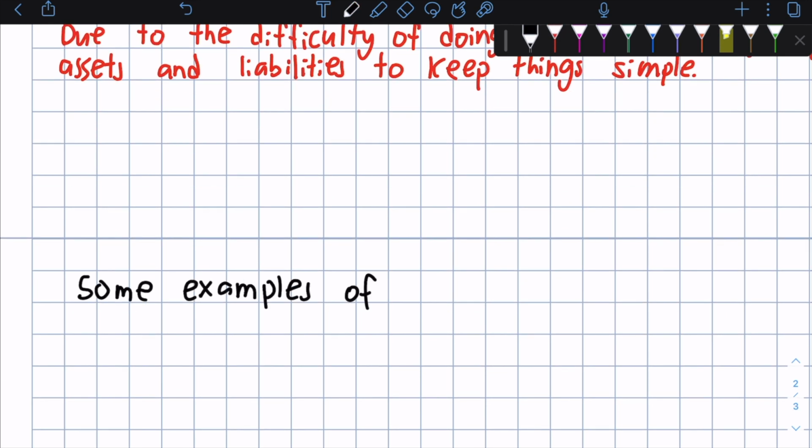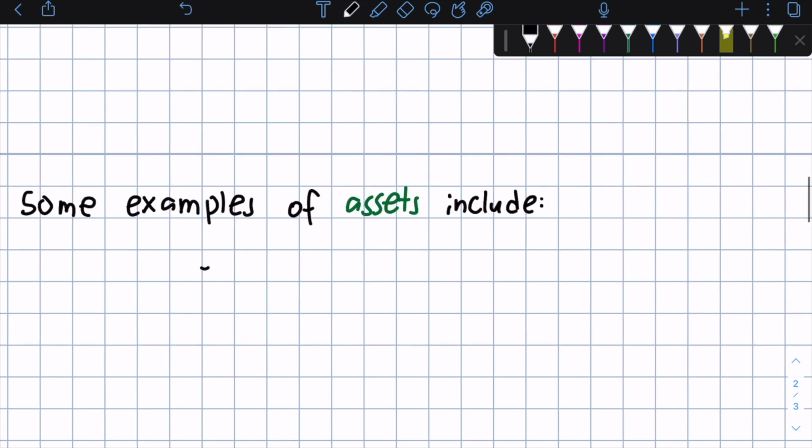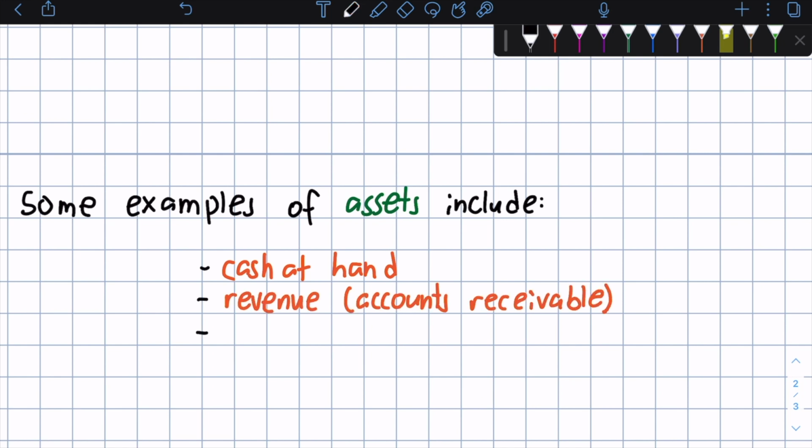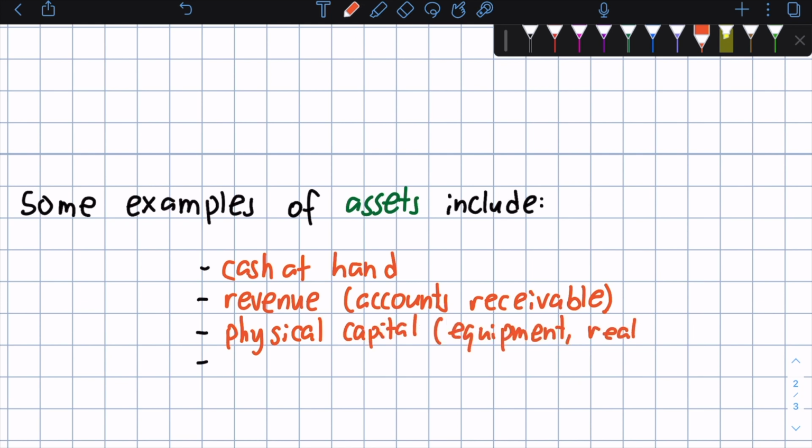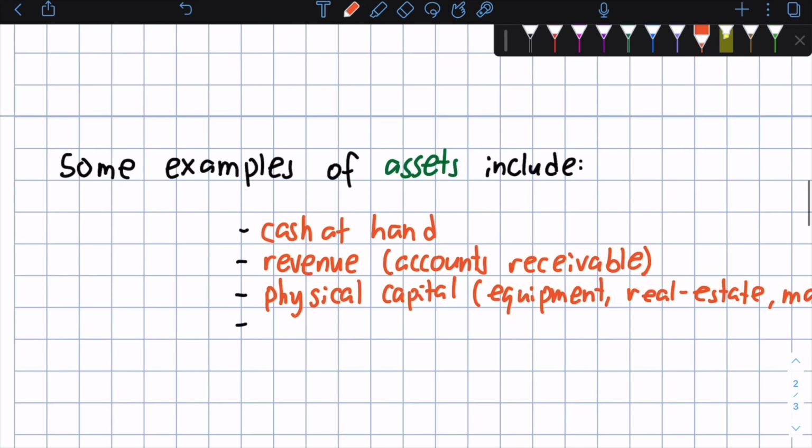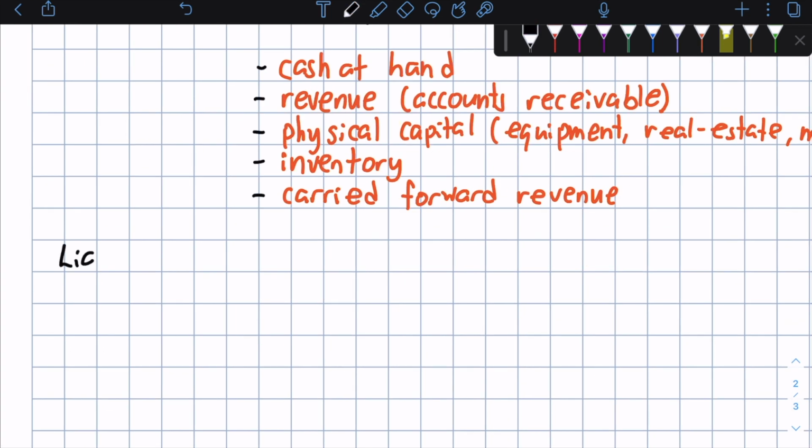Some examples of assets include things like cash that a company or entity has at hand, the revenue or accounts receivable that they incur, any physical capital that they might own, such as equipment, real estate, or machinery, any inventory that they have of a product, and carried forward revenue from previous periods.